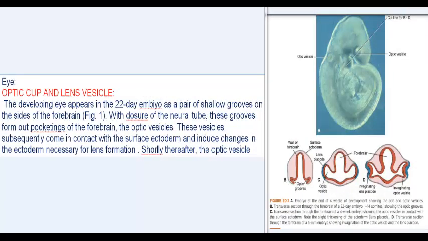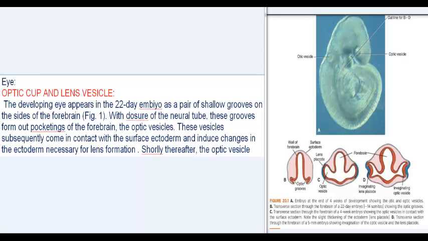I. Optic cup and lens vesicle. The developing eye appears in the 22-day embryo as a pair of shallow grooves on the sides of the forebrain, Fig. 1. With closure of the neural tube, these grooves form outpocketings of the forebrain, the optic vesicles. These vesicles subsequently come in contact with the surface ectoderm and induce changes in the ectoderm necessary for lens formation.